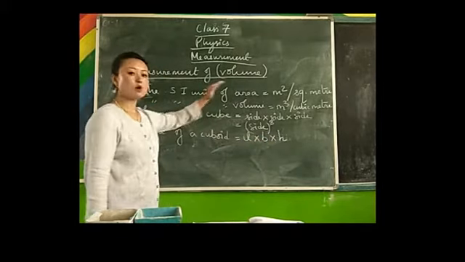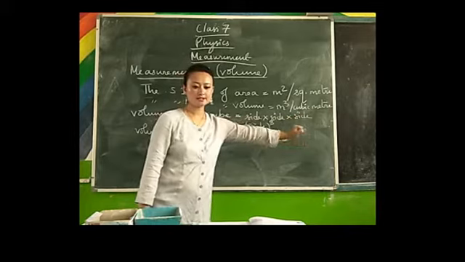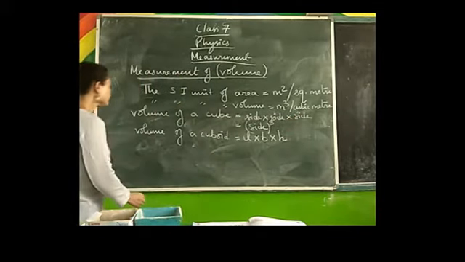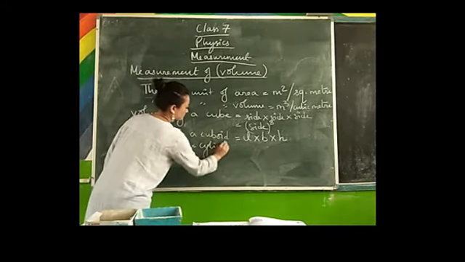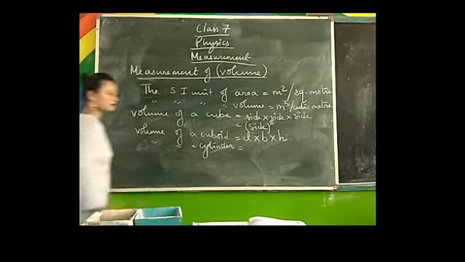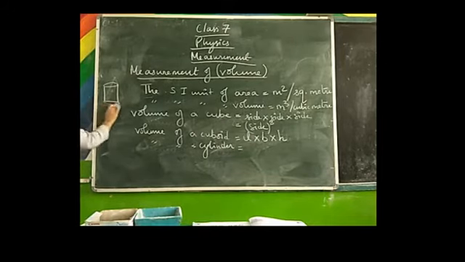Whereas for a cube, all the sides are equal. That's why we write side into side into side. Now another one is the volume of a cylinder. This is what a cylinder looks like. You have seen it. So this is your cylinder.